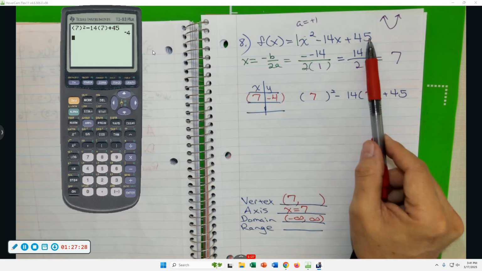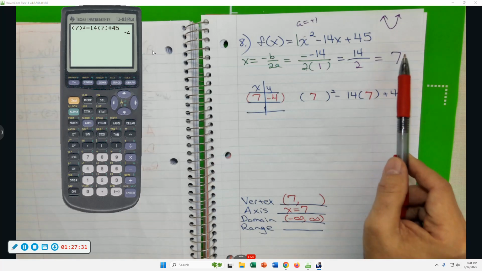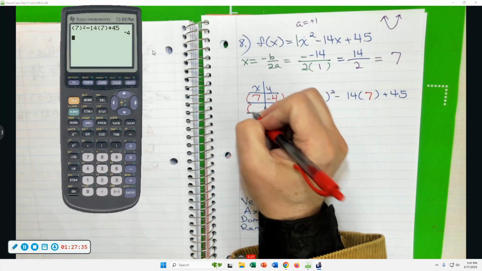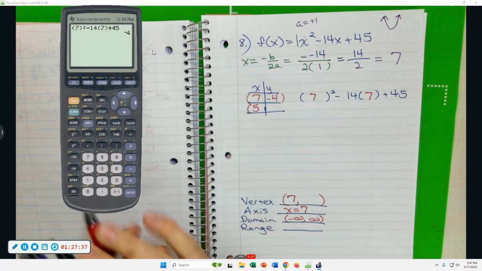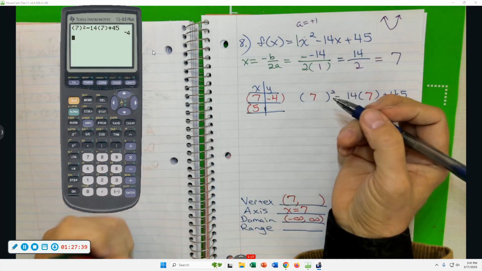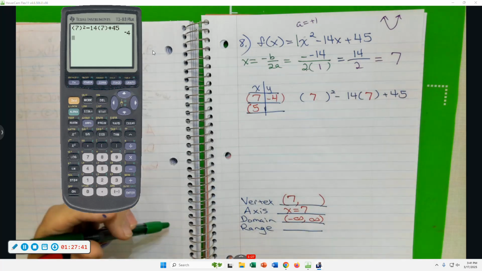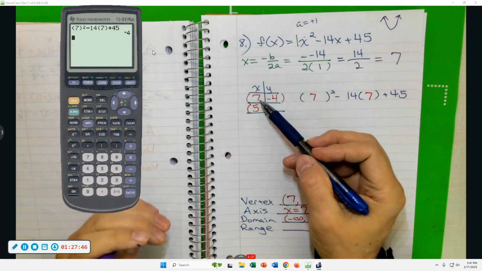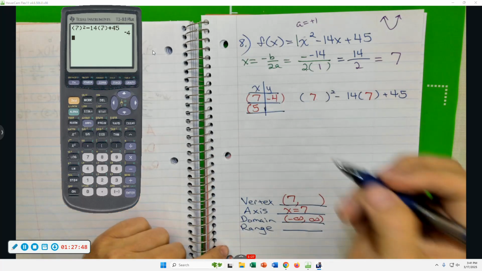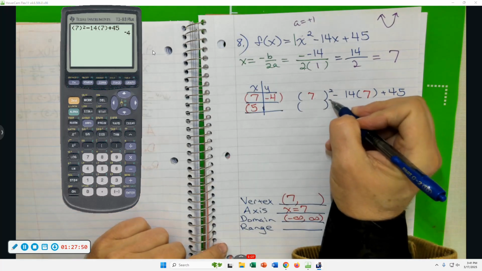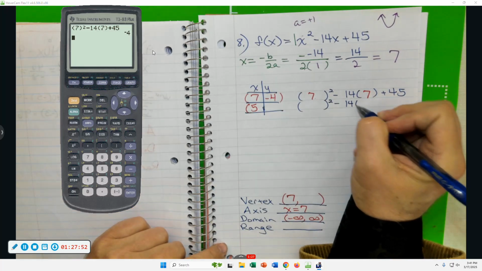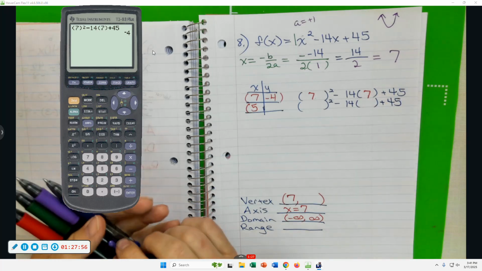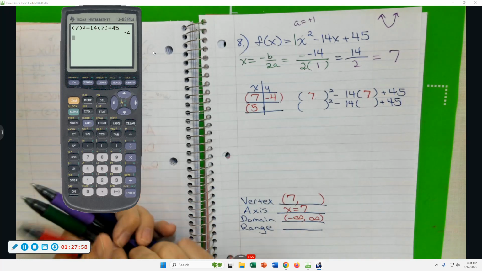No. So move maybe 2 units away from 7. I think I'll use 5. We could use 6. That's sort of jamming it close together on the x-axis, but okay. You could use 8 or 9, but I wouldn't use 10. I think 10 would be too far off. Choose a number that's close to that x value that you found using negative b over 2a. So we're going to plug in 5.